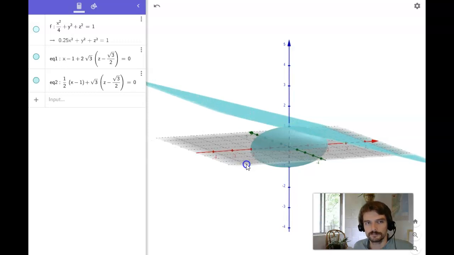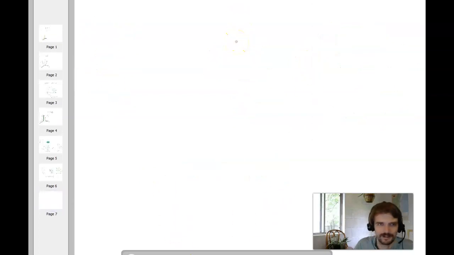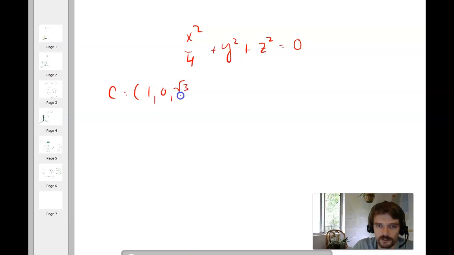So here's the trick. Y'all ready for this? This is actually a little bit of a jump ahead, but I'll preview it here. We're not going to do it a lot. So with that equation, x squared over 4 plus y squared plus z squared is equal to 0, and we had the point 1, 0, root 3 over 2.